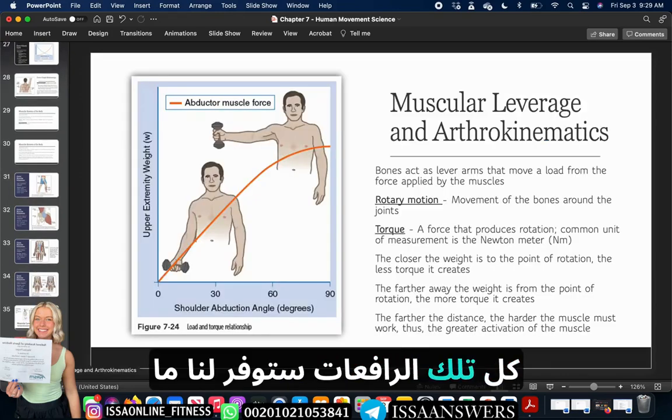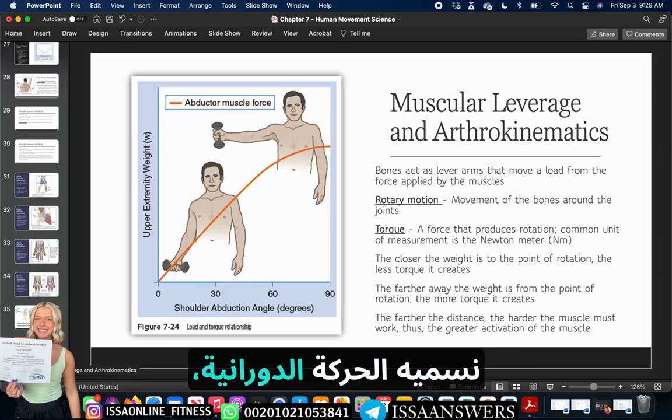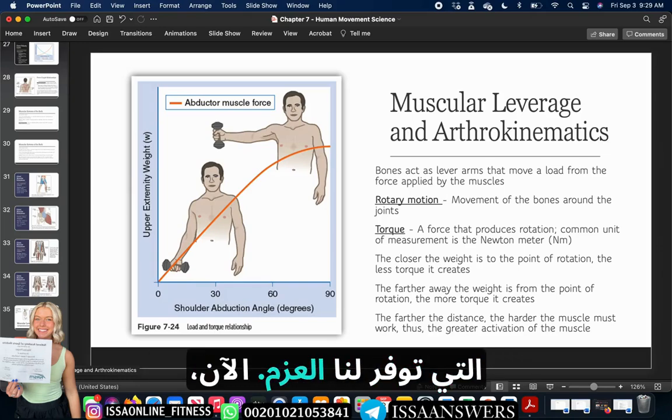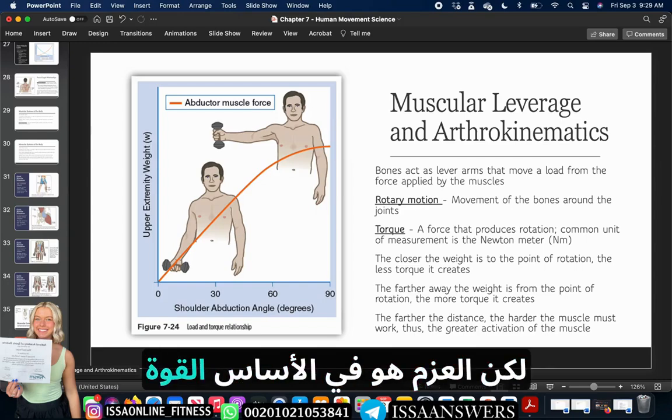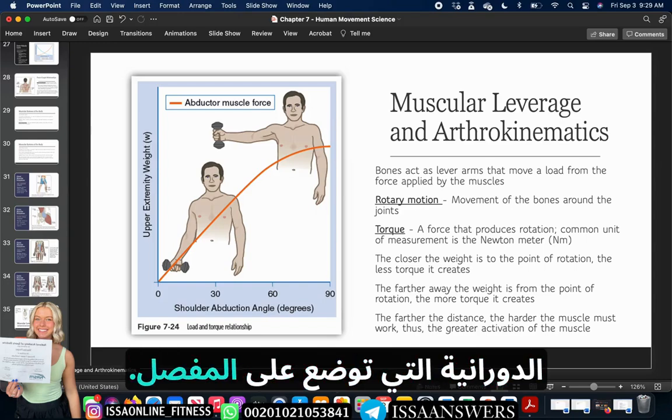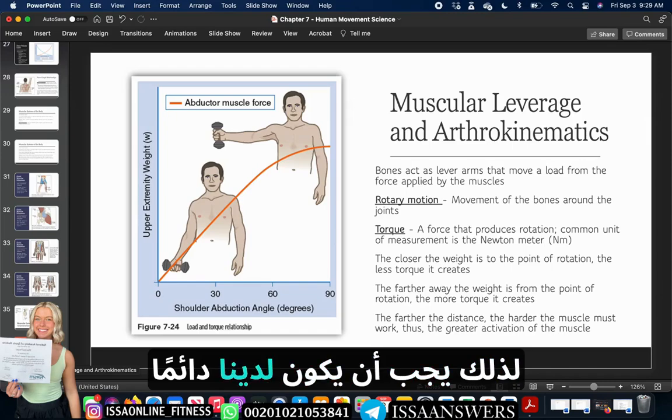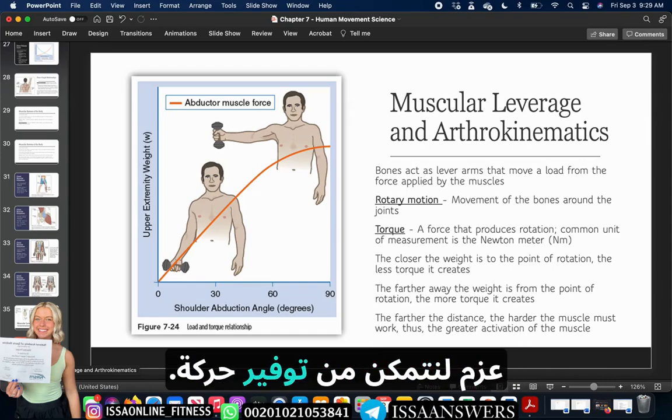So, all of those levers will provide us what we would call rotary motion, which provides us with torque. Now, torque is measured in Newton meters, but torque is basically the rotational force that's put onto a joint. So we always have to have torque to be able to provide us with a movement.